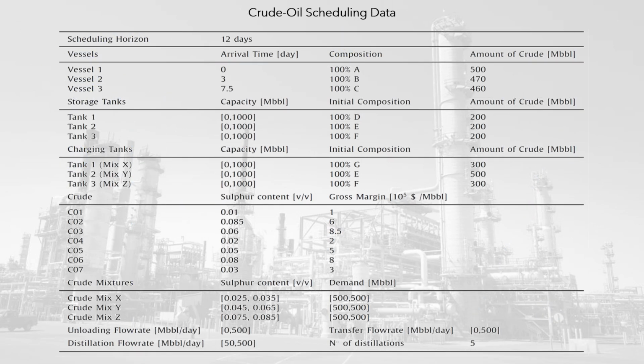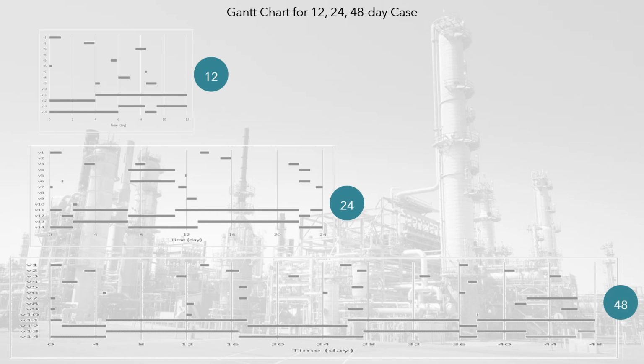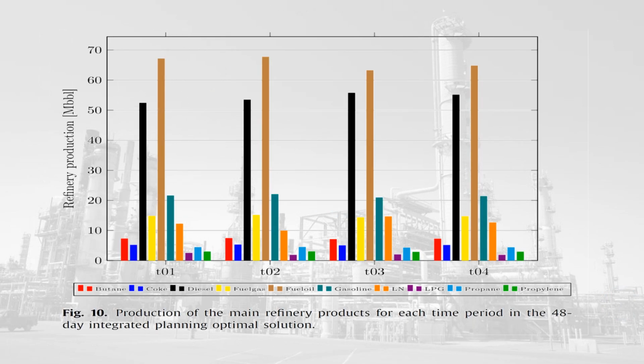The graph presents the crude oil scheduling data. The graph presents results for 3 planning scenarios, 12, 24 and 48 days. The graph presents the results of the planning, by groups of 12 days, in the 48 days scenario, for the different finished products produced by the refinery.